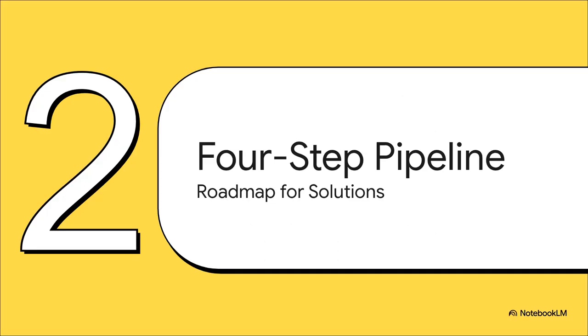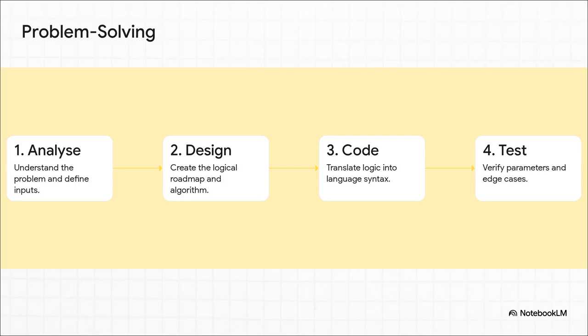Moving on to Part 2, the four-step pipeline, a roadmap for solutions. Whenever you're tackling a problem, there's a reliable four-step pipeline you want to follow. Stage 1 is analyze, where you really nail down your inputs and outputs. Stage 2 is design, and this is where you create the algorithm. Stage 3 is code, which is just that translation phase we talked about. And Stage 4 is test and debug. So, the magic really happens right there in Stage 2. The design phase is where the actual problem solving takes place.